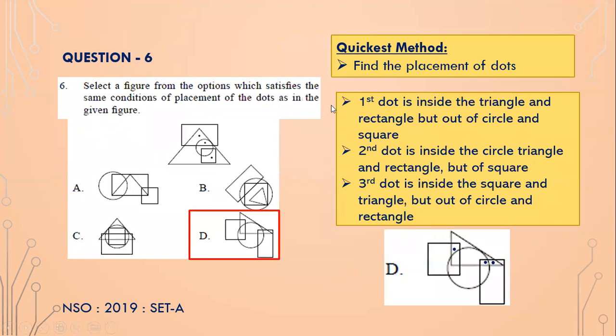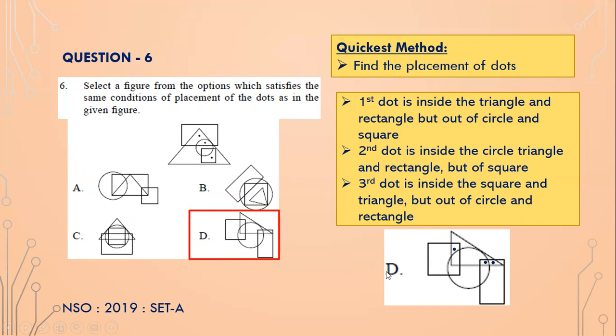Select a figure from the options which satisfies the same condition of placement of the dots as in the given figure. So what is the placement of the dots? The first dot is inside the triangle and the rectangle, but out of the circle and square. The second dot is inside the circle, triangle and rectangle, but out of the square. The third dot is inside the square and triangle, but outside of the circle and rectangle.